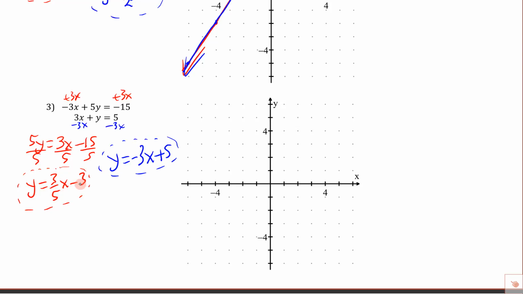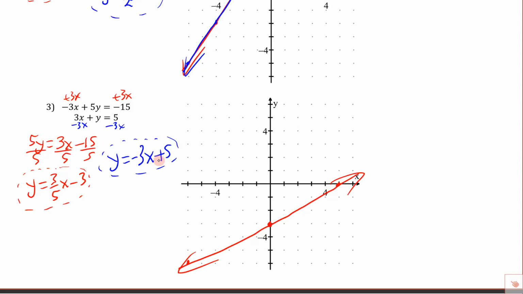This one crosses at negative 3, so crosses down here at negative 3 and has a slope of, let's see, 3/5. So we're going to rise 3 and run 5. Going the other way, down 3 and back 5. So it's going to look like this. Okay. I'm going to make that a little bit straighter. Got to go through that line right there. And again, if you need to grab a straight edge or edge of a folder or something, please do.